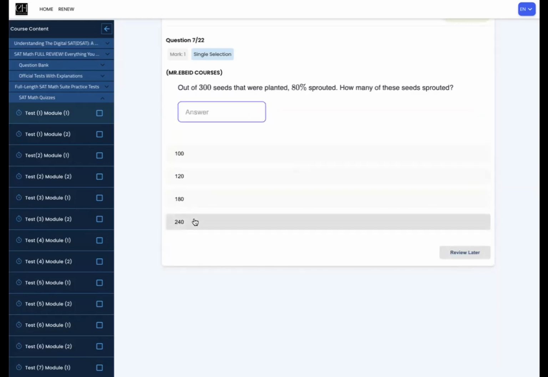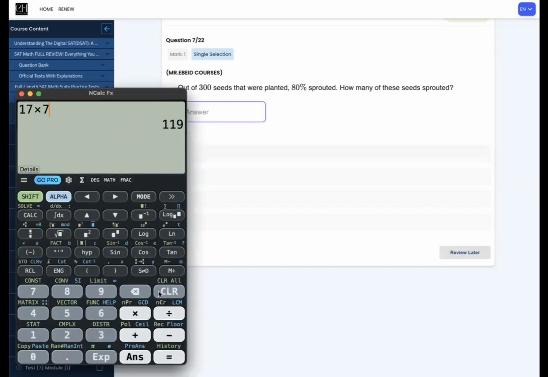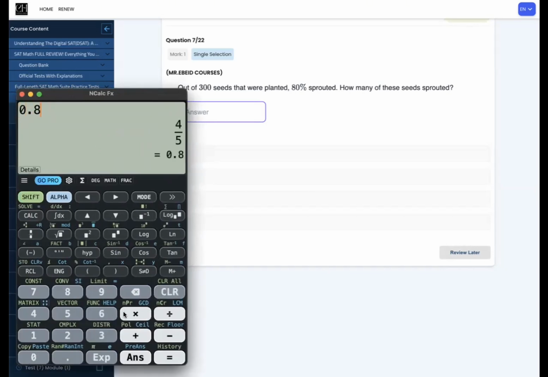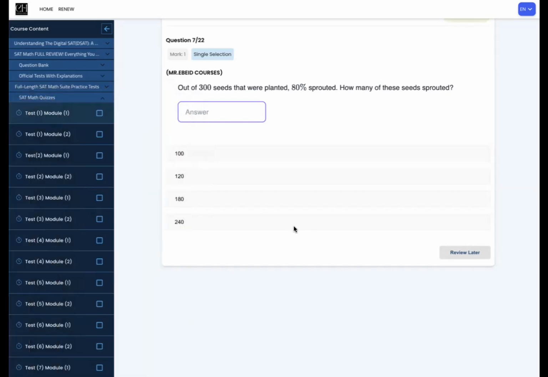Next question. Out of 300 seeds that were planted, 80% sprouted. How many of these seeds sprouted? So you will just calculate 80% out of 300. You can use logic. You know that 80% out of 100 is 80. So 80 times 3 will be 240. Also, you can use the calculator. It will be 0.8, which is 80%, times 300. It will be 240. So the answer is D.